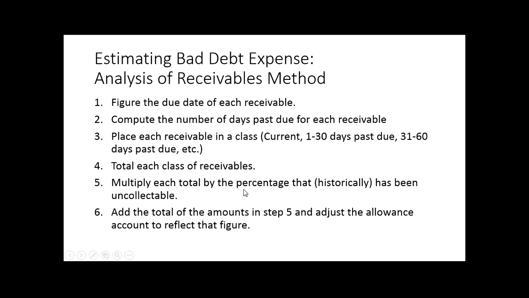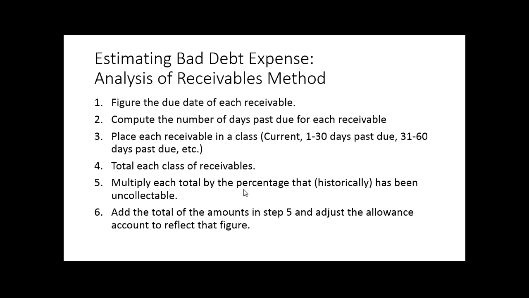For example, the current class, maybe 0.5%. The 1 to 30 days past due, a little higher. This 31 to 60 days, quite a bit higher. Then by the time you get to 90 days and 180 days past due, that's 6 months old. It'd be difficult to collect that. But you're going to multiply the total of each class by that percentage, and then total those amounts that you come up with, and whatever that figure is, you're going to adjust the allowance account to reflect that figure.